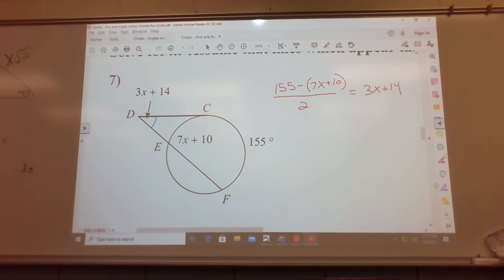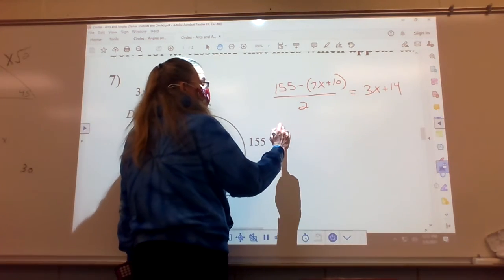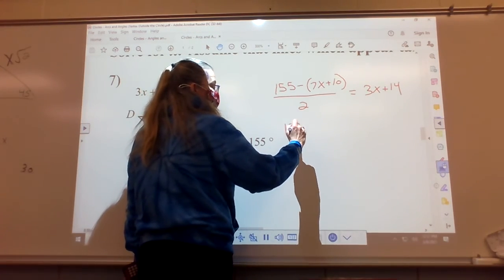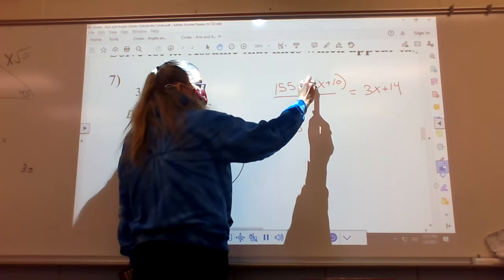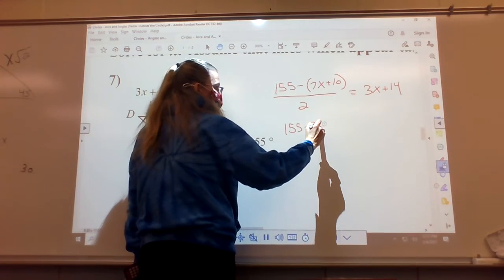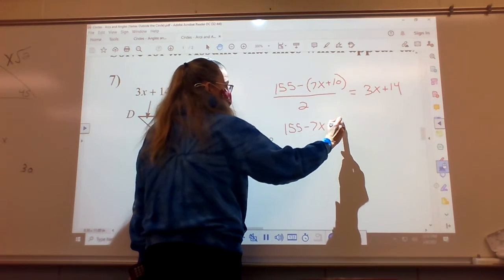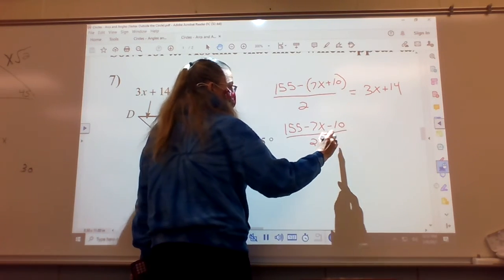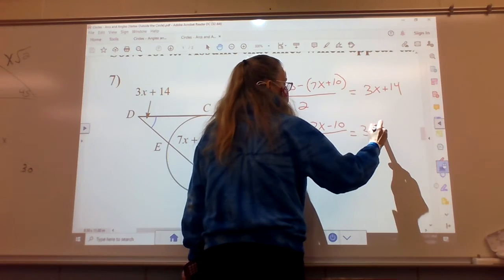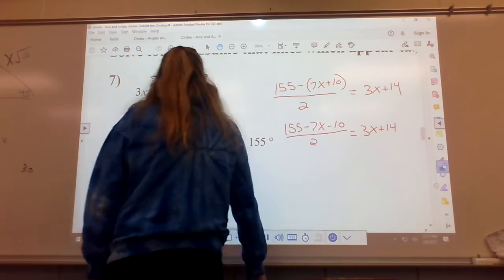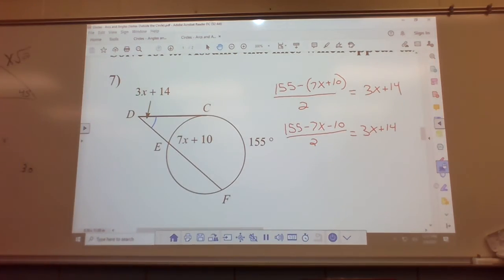Well, the first thing I want to do is get rid of the parentheses. So I'm going to distribute a negative. The 155 doesn't change. Negative is going to change the 7x to negative 7x. Negative is going to change the positive 10 to negative 10. Now, everything else I'm just going to write again. So you had to make sure you distributed that negative.